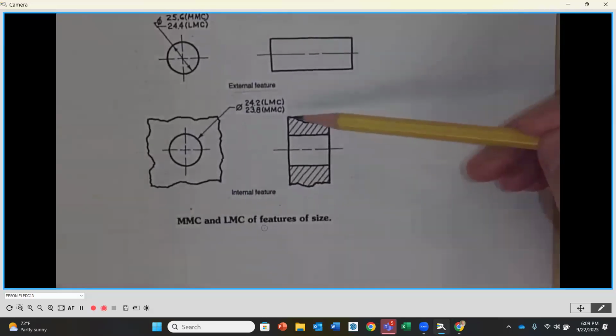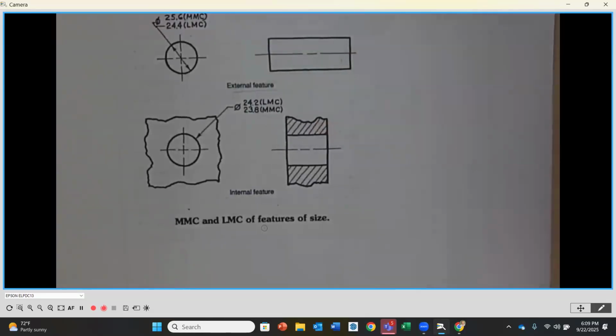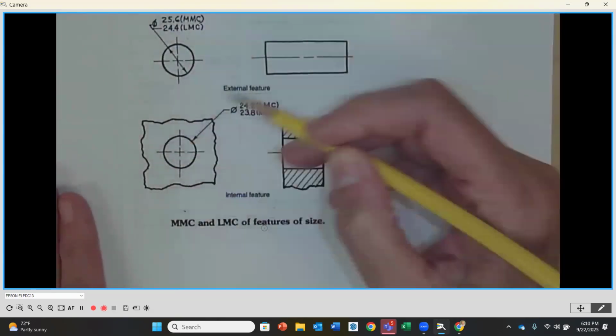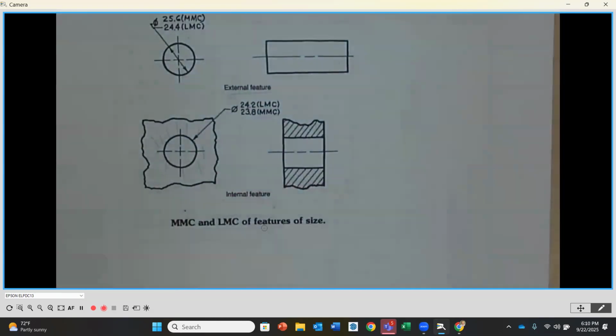So MMC is going to be the smallest size. So when we look here on this hole, this internal feature, 23.8 is identified as its MMC size, okay? And the LMC is just the opposite. It's going to be the largest size. Now, as I said earlier, for maximum material condition, I like to say that the maximum amount of material was left behind after I made that part. So if this is the smallest size, the most amount of material is left behind in the part itself on an internal feature. Does that make sense?